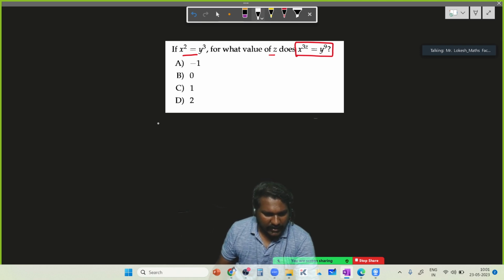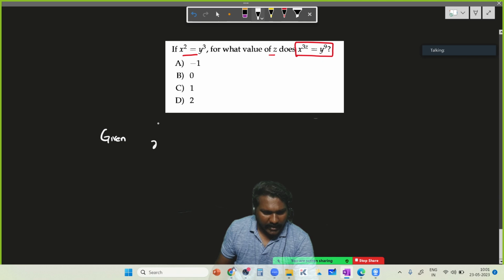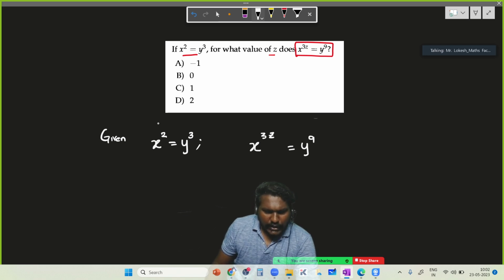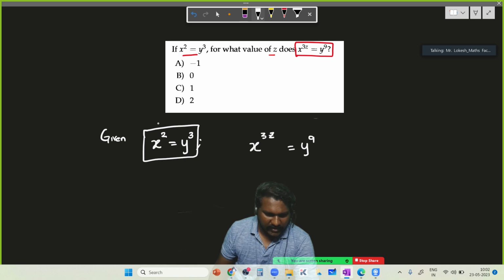Let me do it. Given x square is equal to y power 3, and for what value of z he is asking x power 3z is equal to y power 9. If you observe carefully, if you want to establish a relation in terms of y, there should be only a single variable. With the help of the hint x square is equal to y cube, I can write the whole equation in terms of x.